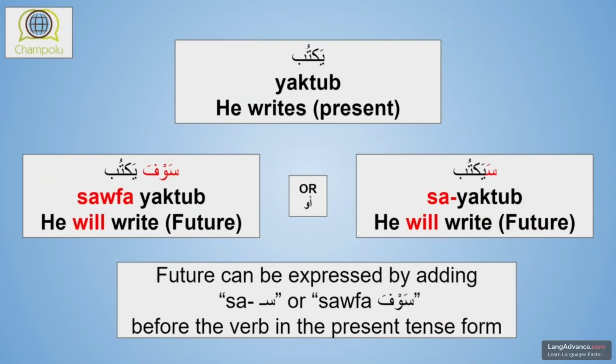And then there's another tense which is not included in the matrix, but it's very easy and straightforward, which is the future. If you want to say he will write, you look into the present form of the verb, which is yaktub, he writes, and then you just add before it a prefix, which is sa. So sa yaktub, he will write. Or alternatively, you can use a separate word, which is sawfa, so it's sawfa yaktub, which means he will write in the future.